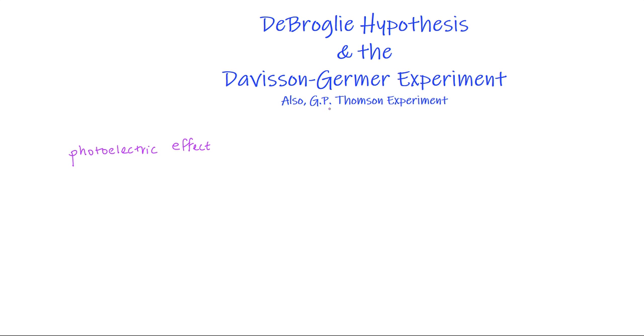Also, I just want to make a quick note here so I don't forget that G.P. Thomson, the British physicist whose dad was J.J. Thomson, who discovered the electron, is also attributed with independently collecting data in his experiment that also supported the de Broglie hypothesis, and so I just wanted to recognize him there.